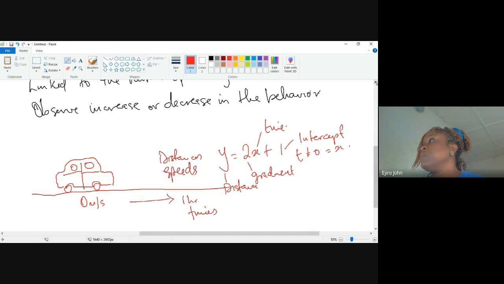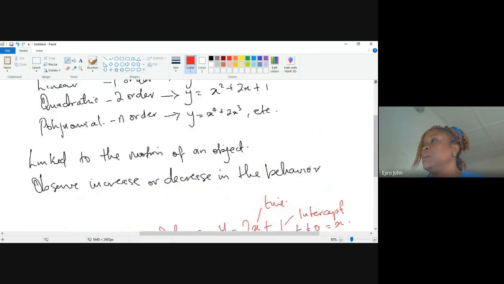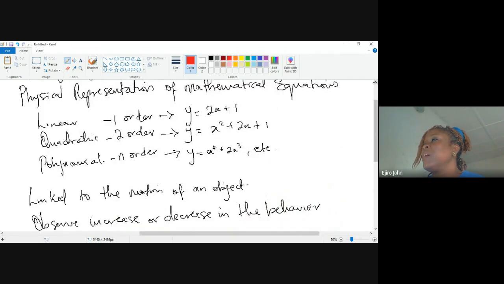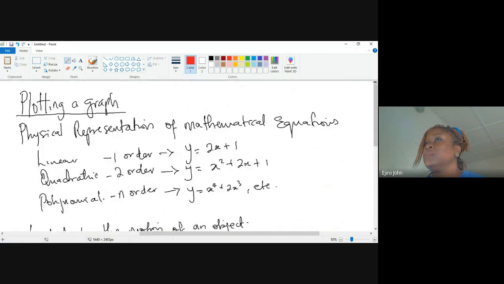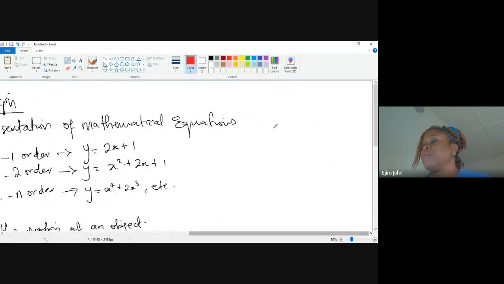So now remember, for those of you that are just joining, I told you that there are different kinds of equations, and that a graph is a physical representation of mathematical equations. There are different types of equations: linear equations, quadratic equations, and other polynomial equations. So now let me use a simple example for us to know how to plot a graph.